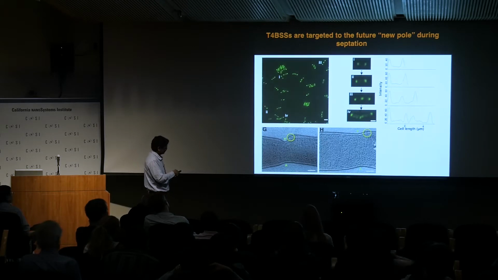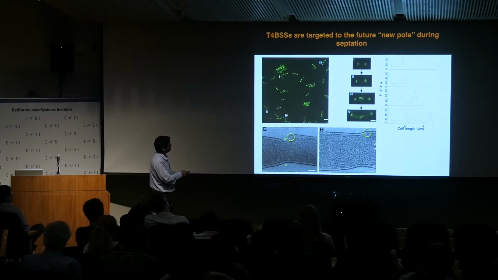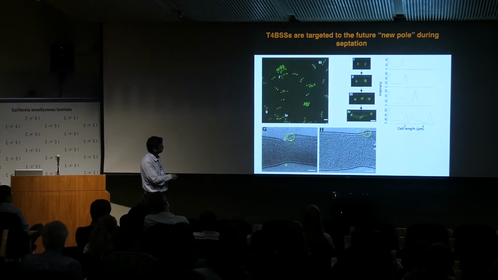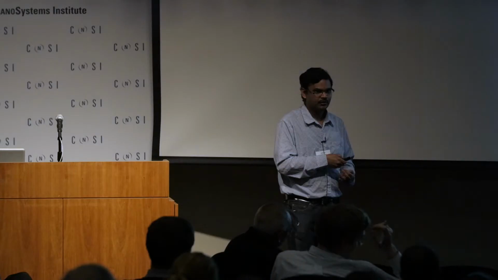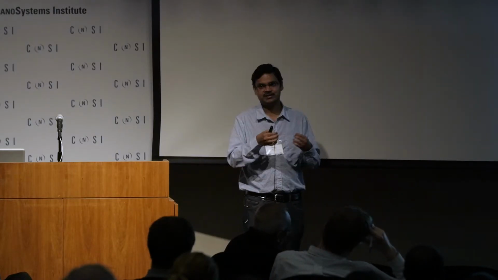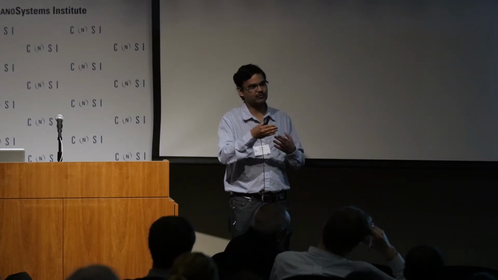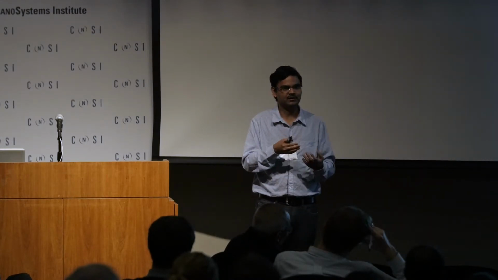So it is very clear that something was appearing at the mid cell when the cell was trying to divide. And when you take tomograms of the cells near the division plane, we surely saw some type 4 secretion system near the division plane. So it appears that while the cells are trying to divide, by that time already these molecular machines are getting targeted to the cell poles.